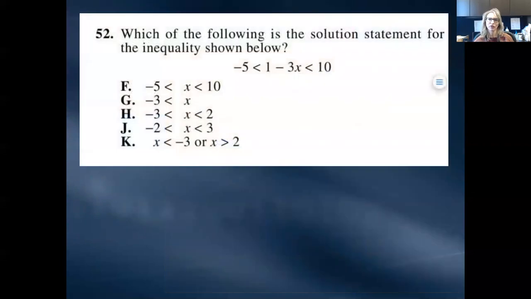All right, which of the following is a solution statement for the inequality shown below? When you have one like this, you're going to have to solve 2 inequalities. You're going to have to solve the left side first and the right side next, and then you're going to have to choose your answer.